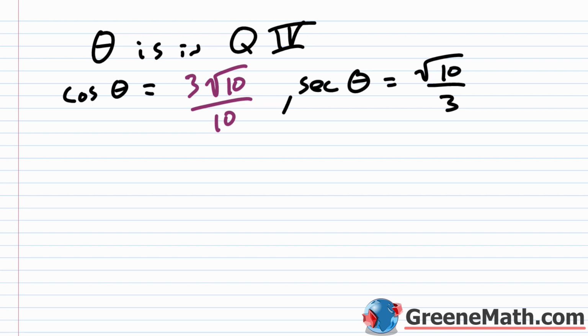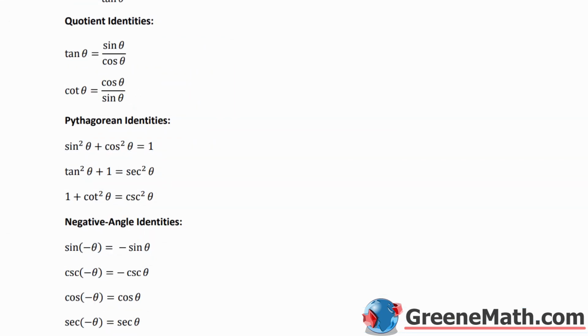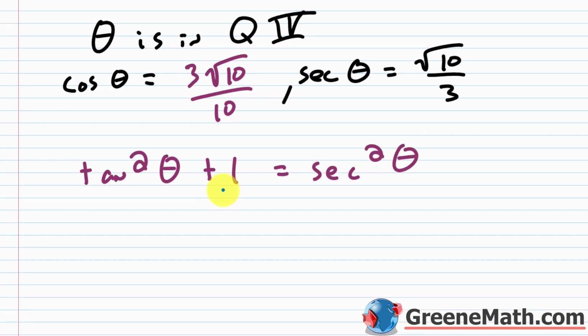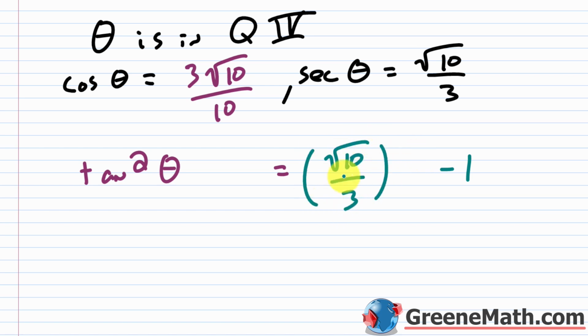So let's come down here and think about what else we could figure out. Well, if we have the secant of theta, we could plug in here and find the tangent of theta. Let's just do it that way. So tangent squared theta plus 1 equals secant squared theta, just to get a little change up. So what I'll do is subtract 1 away from each side. I'll get rid of this from over here. And I'll just plug in for the secant of theta. That's going to be square root of 10 over 3. So this is square root of 10 over 3, and we need to square that.